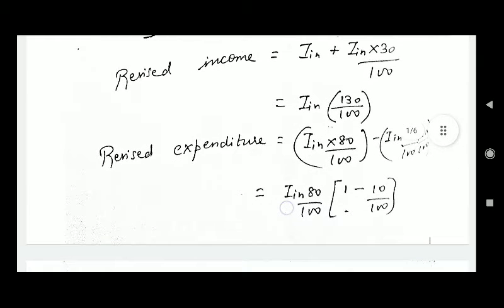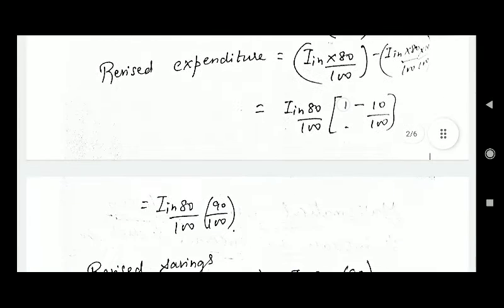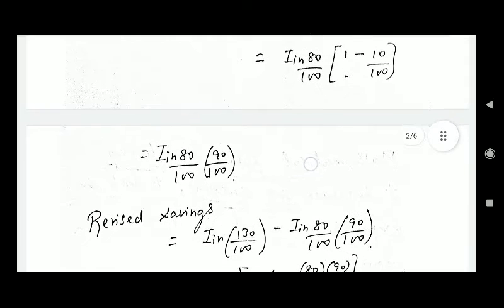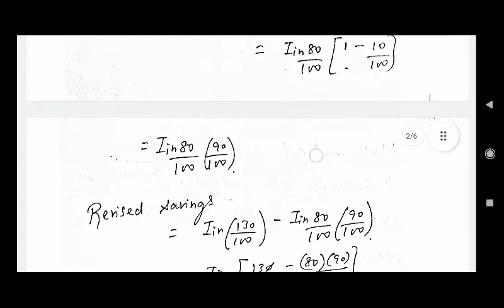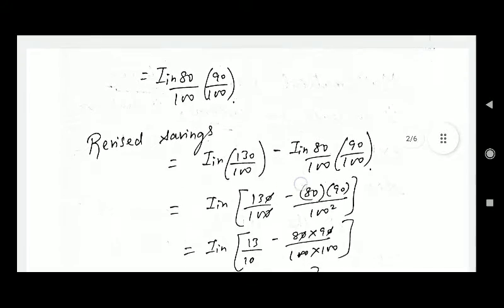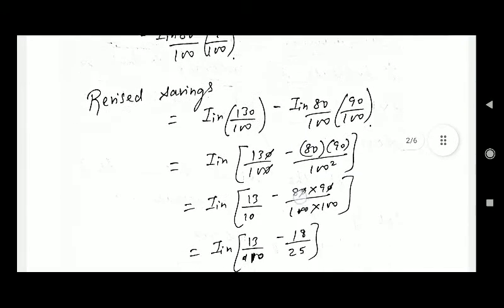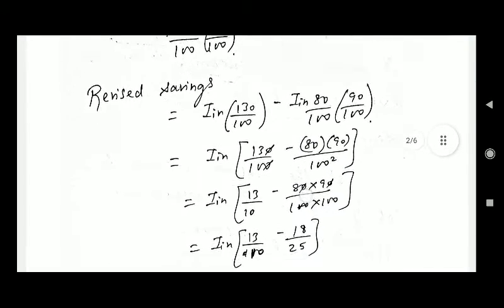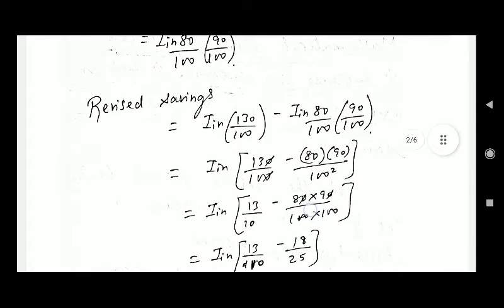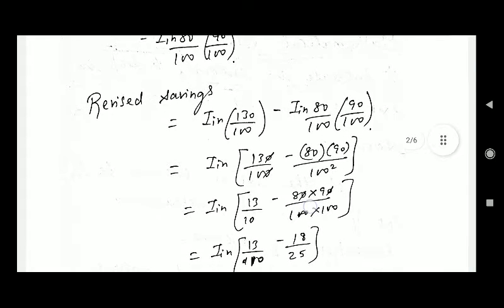So, everything when expressed in terms of initial income: the initial expenditure will be I n times 80 by 100. The drop in expenditure will be I n times 80 by 100 times 10 by 100, since there is a 10% drop. So finally it comes out to be I n times 80 by 100 times 90 by 100. The revised savings is nothing but revised income minus revised expenditure. Since there is a 30% hike in income, the revised income is obviously I n times 130 by 100.